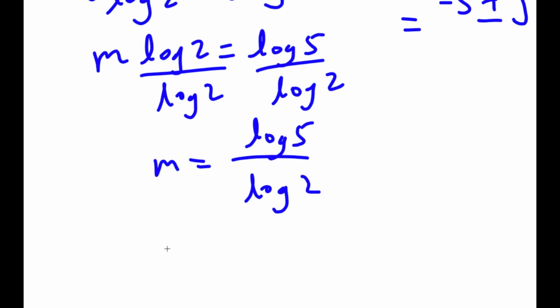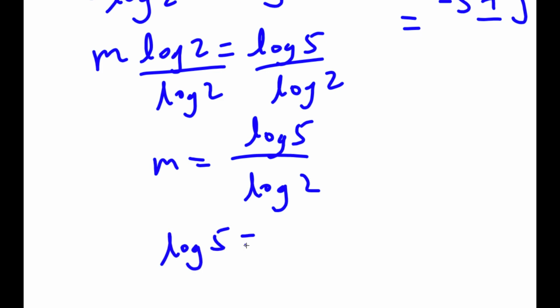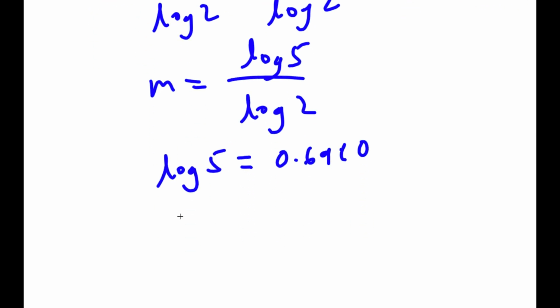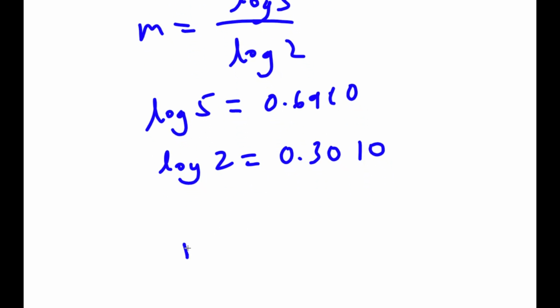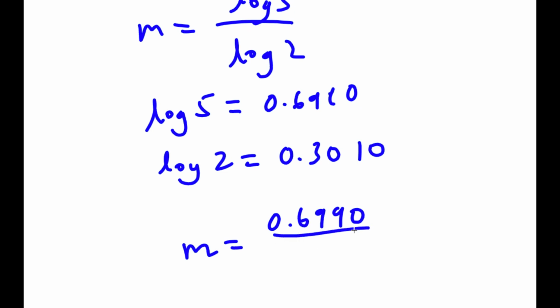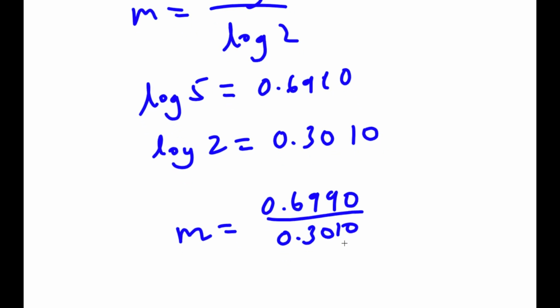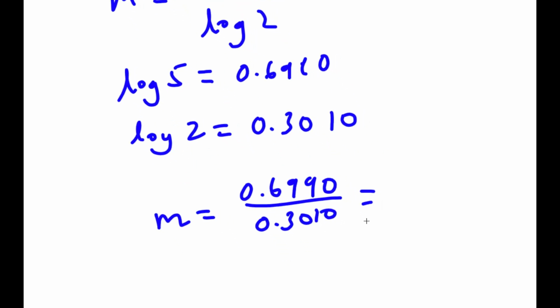Now, log 5 is equal to approximately 0.6990, and log 2 is equal to approximately 0.3010. So now I have 0.6990 over 0.3010, which is equal to approximately 2.3223.